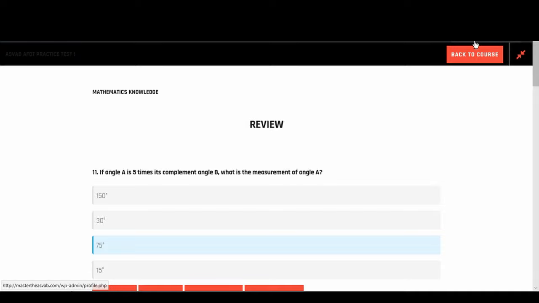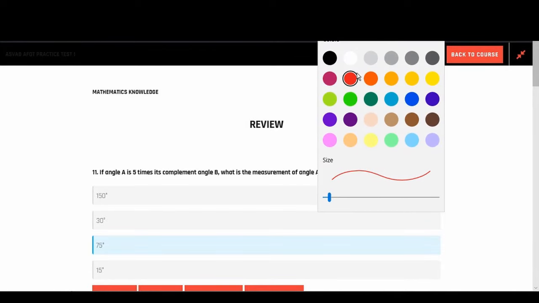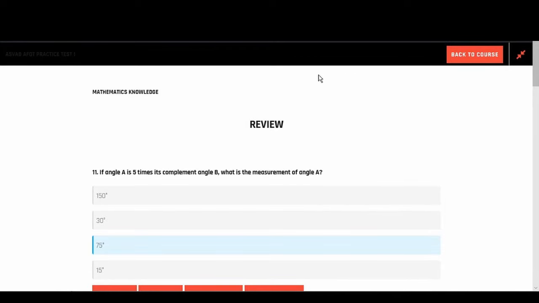So earlier we did a problem that tested our knowledge of supplementary angles. Number 11, as you can see, is going to test our knowledge of complementary angles. It says, if angle A is 5 times its complement angle B, what is the measurement of angle A? Again, there are 2 types of angles with which you need to be familiar, namely supplementary angles, which add to 180 degrees, and complementary angles, which add to 90 degrees.